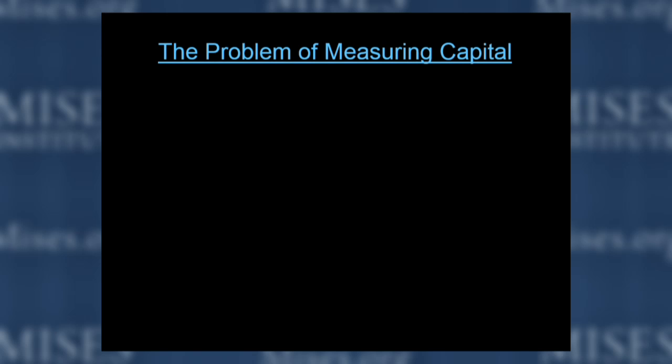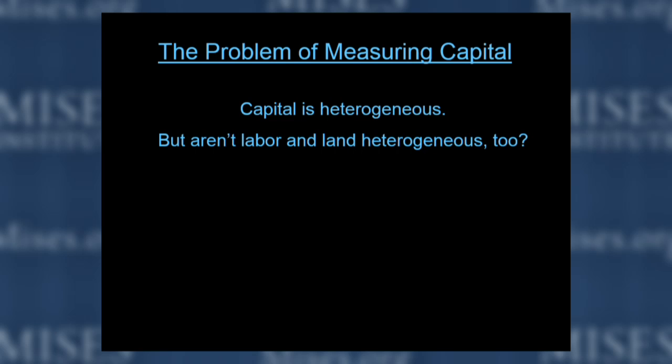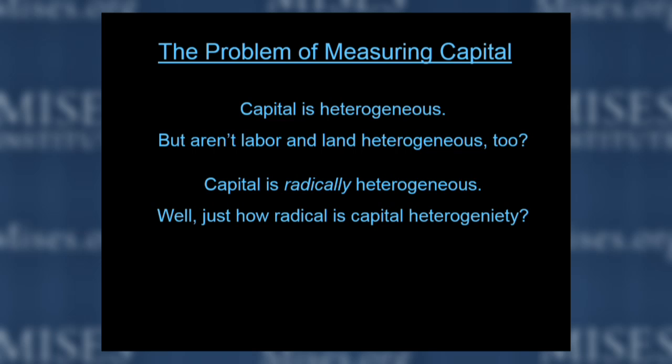Now, we start with the problem of measuring capital, which is a pretty severe problem and is one of the reasons that a lot of economists stay away from capital theory. All right, let's see what we've got here. Capital is heterogeneous. Well, yes, it is. But you could say, well, so are workers and land and so on. A lot of things are heterogeneous. And so we could ask, aren't labor and land heterogeneous too? Well, yeah, but capital is radically heterogeneous. Now, that sounds like something Ludwig Lachmann would say, I'm sure. And it's true. And we ask just how radical is capital heterogeneity.